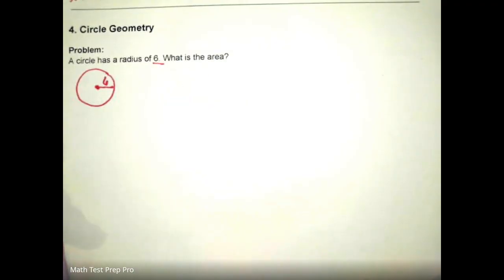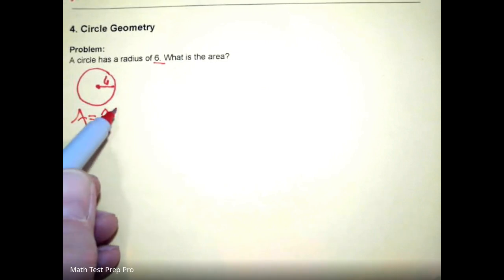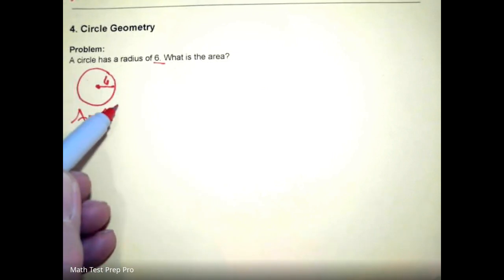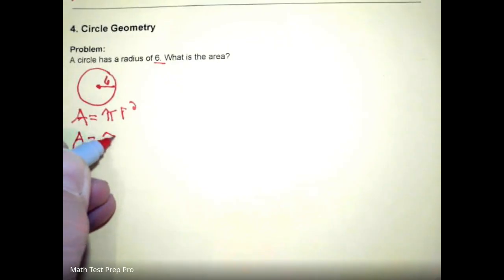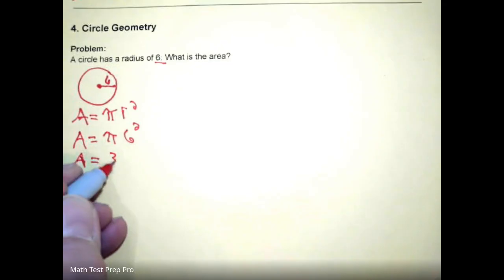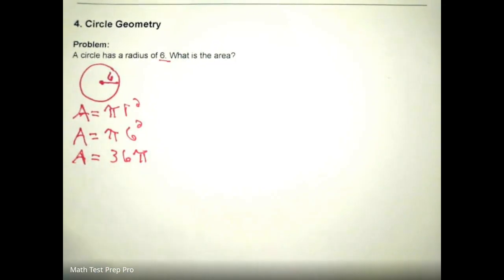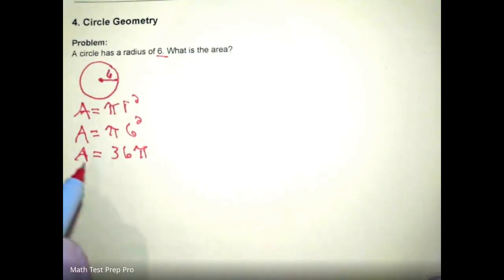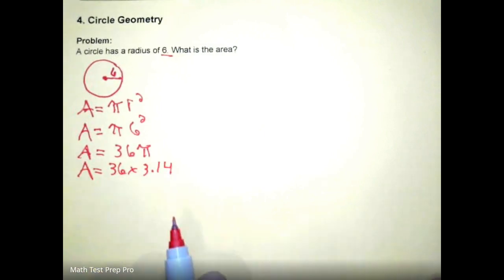What is the area? So there's a formula. A equals pi r squared. That's the formula for the area of a circle. So just plug in what you know. Area equals pi times r squared, which is 6 squared. Area equals 36 pi. Now, if you want a more specific answer, you can plug in an equivalency for pi, which is 3.14. Area equals 36 times 3.14, which is going to get us, let me do a little calculating here.